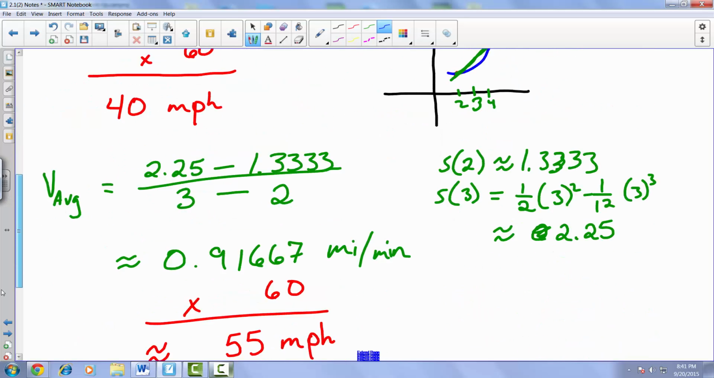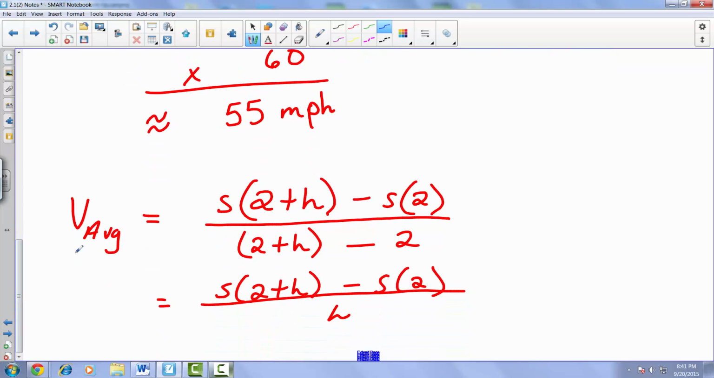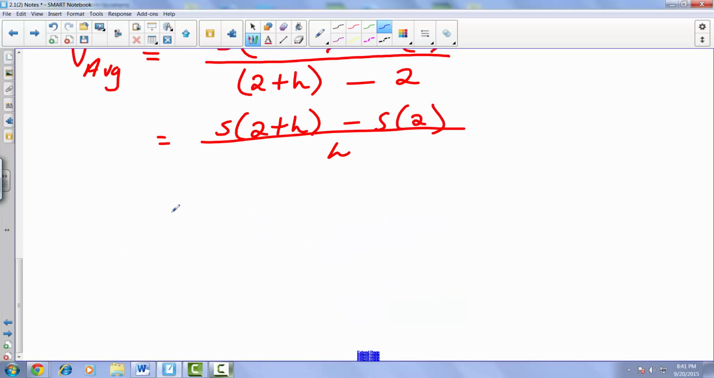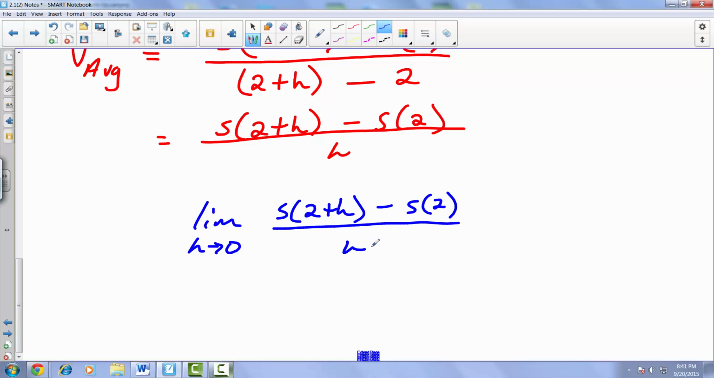And so what we would do is, instead of an average velocity, what we want is an instantaneous velocity at 2 minutes. We would then take the limit as h approaches 0 of this function, s of 2 plus h minus s of 2 all over h. So as h goes closer and closer to 0, in other words, as you minimize that distance away from 2 minutes, you get closer and closer to 60 miles an hour.